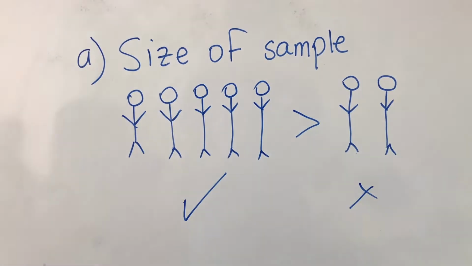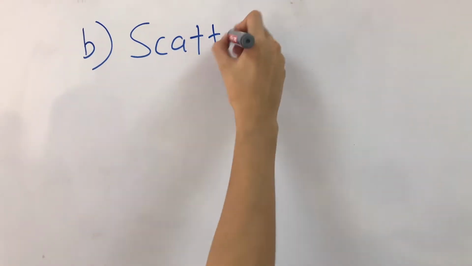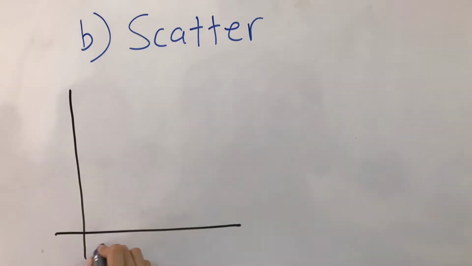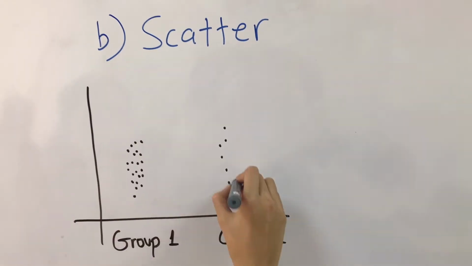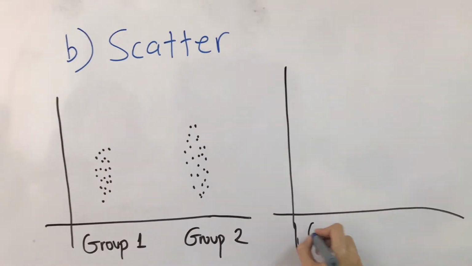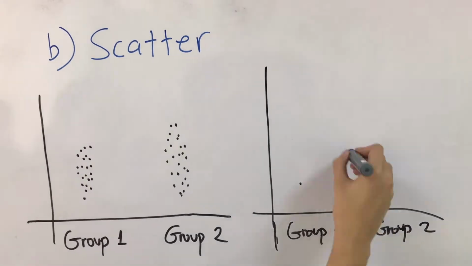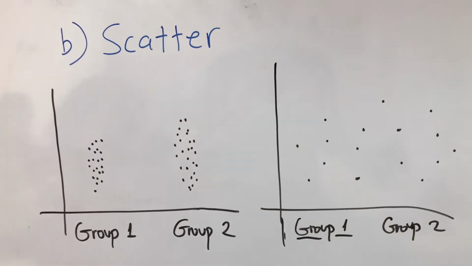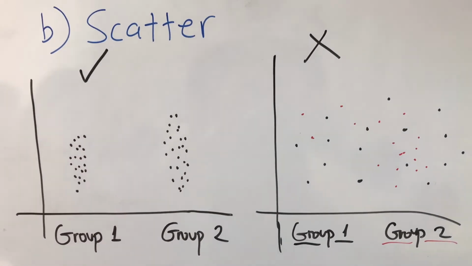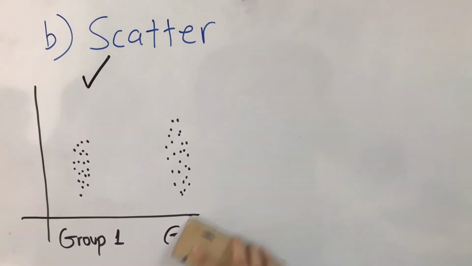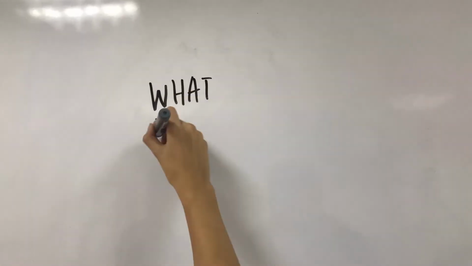Second, the scatter of the group samples. This means how the results are distributed. The first graph illustrates how two groups should be further apart from each other to show a difference, and each of them contains similar results. In the second graph, the two groups share similar results and each result is distributed broadly, making it harder to demonstrate an actual significance. What is it based on?